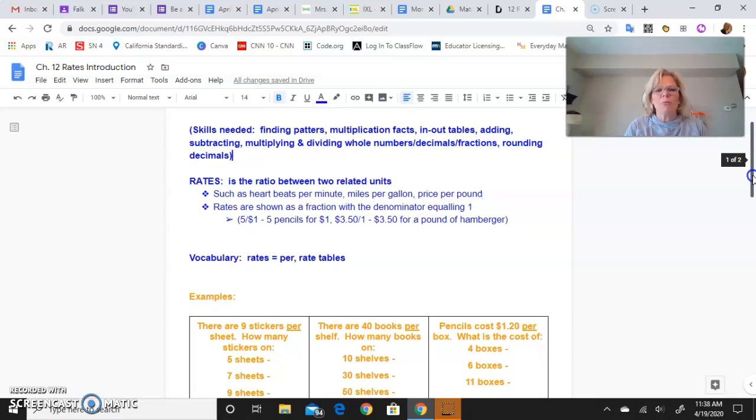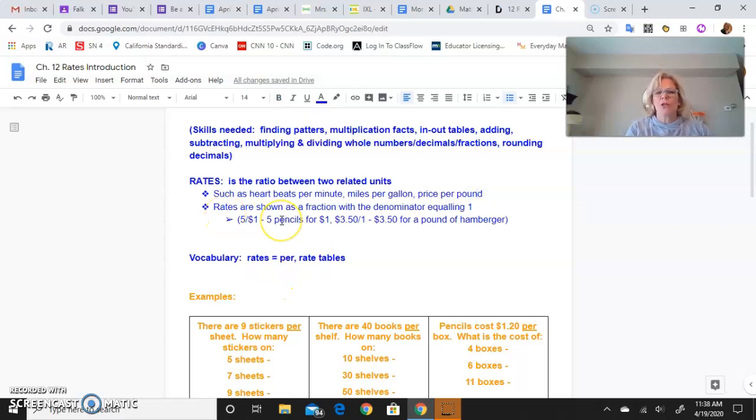So basically a rate is a ratio between two related units. For example, heartbeats per minute. I think an average number of beats in 1 minute is maybe 70. Sometimes it's lower, sometimes it's higher, depending on the person. How many miles per gallon? That's a life skill. We want to definitely get more miles out of 1 gallon of gas or diesel. Price per pound if you're buying food, candy, whatever. Those are just a few examples.